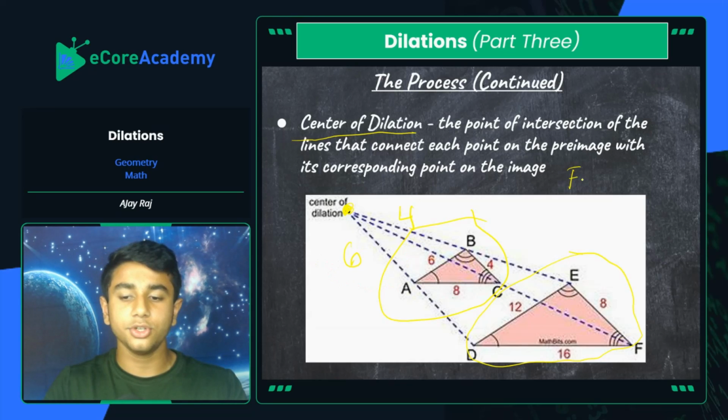So if your scale factor equals 2, what you would do is count double the amount of distance that these original points are to get your image. So you'd count the distance that it is from the center of dilation. Say, for example, as we see here, it's 6. So we're just going to double that to get 12, and we're going to count 12 units out to get one of our points of our triangle.